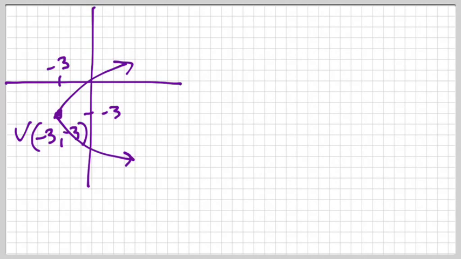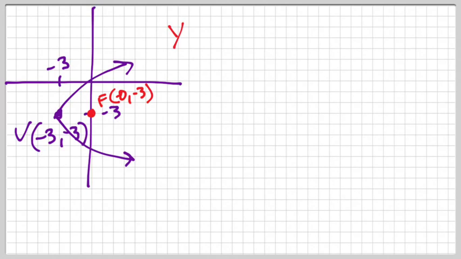And I told you my focus was at 0, -3. Okay? So this time the parabola is opening up to the right. All right? Now, there's only one big difference. Everything else is going to be the same, except y and x will switch places.